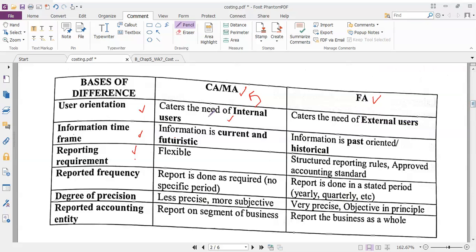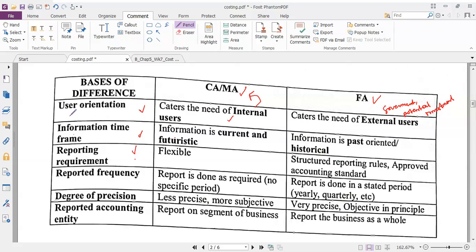Alright. Okay, so next for financial accounting, usually the information of financial accounting caters to the need of external users. For example, government, okay, what else? Potential investor. Okay, that is external user.